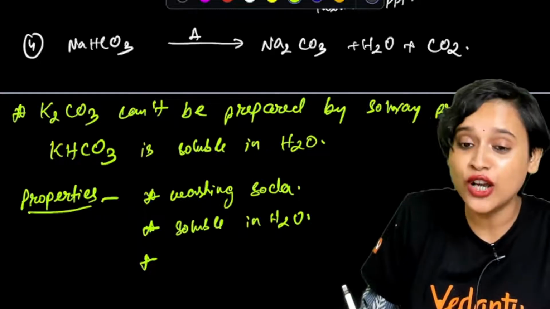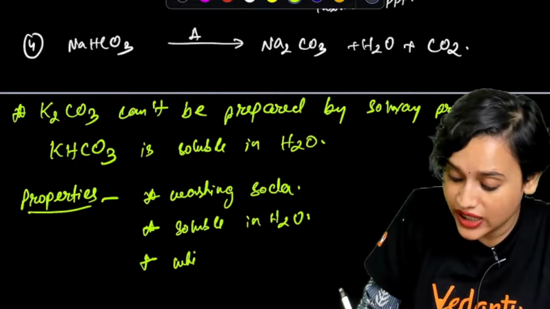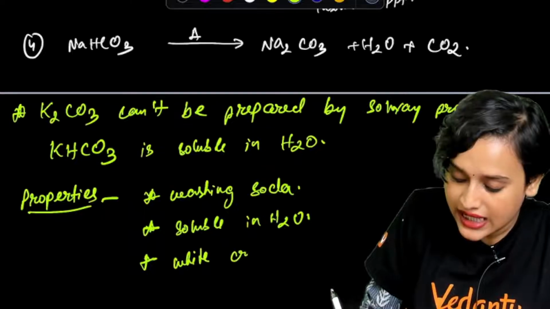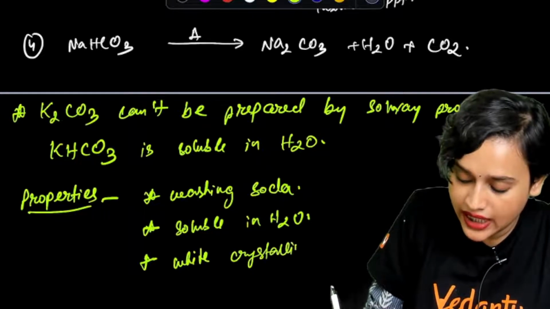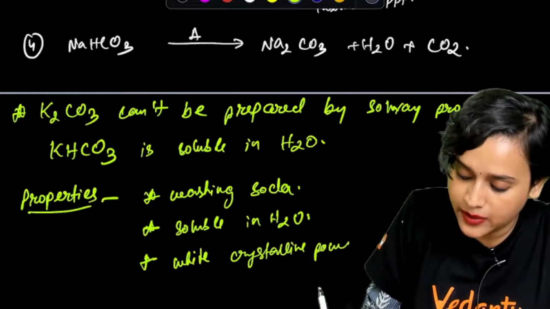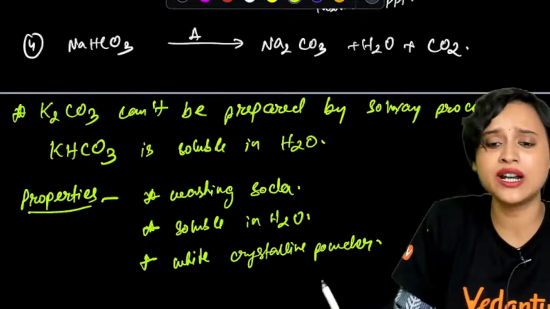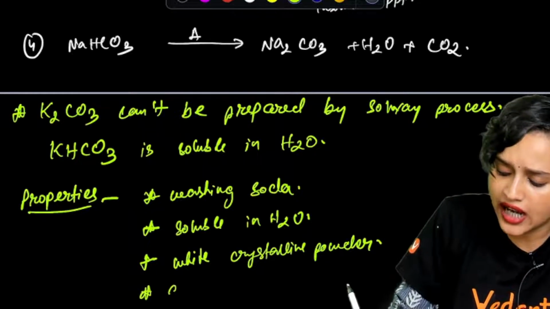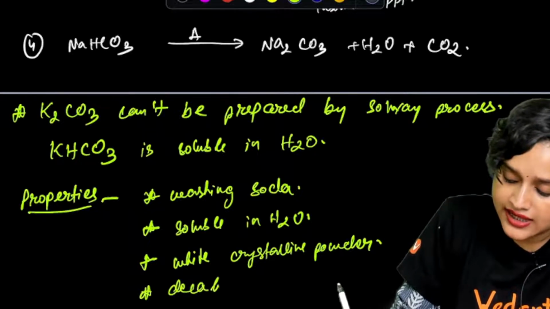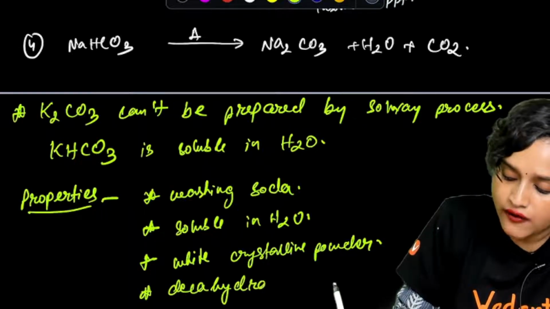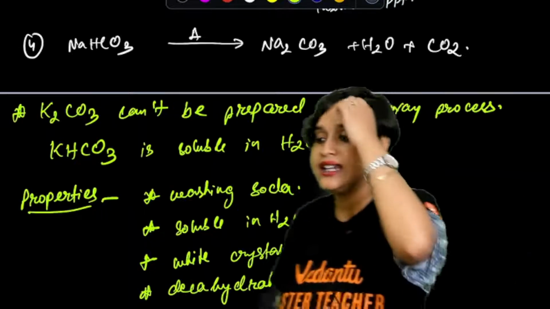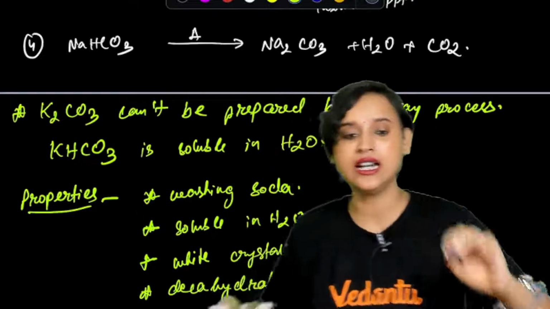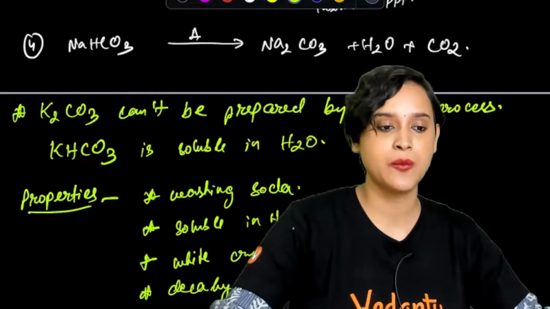So anyway, these are white crystalline powder, correct? And now that they are white crystalline powder, I also told you that they are decahydrate because there are 10 waters of crystallization. This is decahydrate, everybody. Clear hai, bachos?